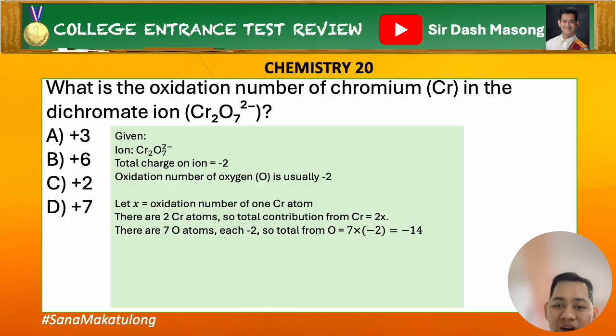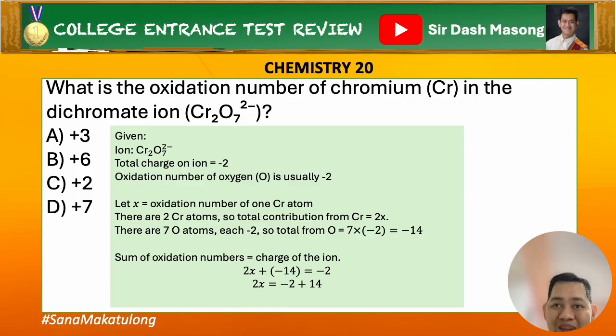Now, to get the oxidation number is simply the charge of the ion. So, i-equate natin yung sum ng oxidation numbers dun sa charge ng ion. So, i-add ko yung 2x tsaka yung -14, i-equate ko kay -2. So, that's it. 2x plus -14 equals -2. And then from there, simple algebra na lang. So add 14 on both sides, you will have 2x equals -2 plus 14 or 12. Then divide both sides by 2, you will have x equals 6. So the oxidation number of chromium is +6. The correct answer is letter B.